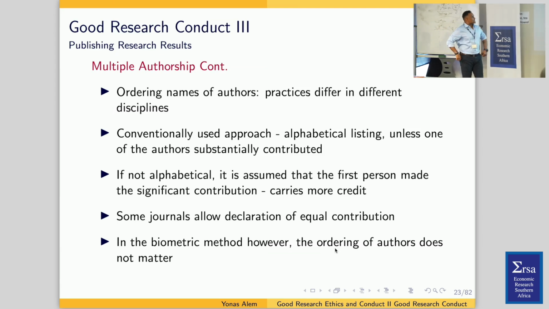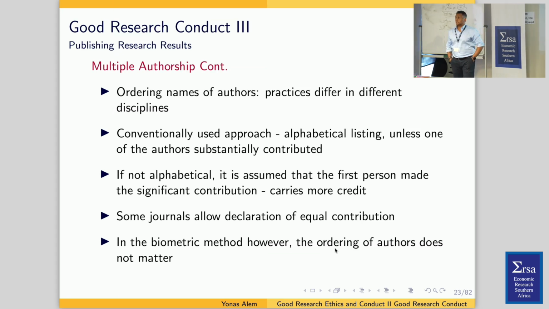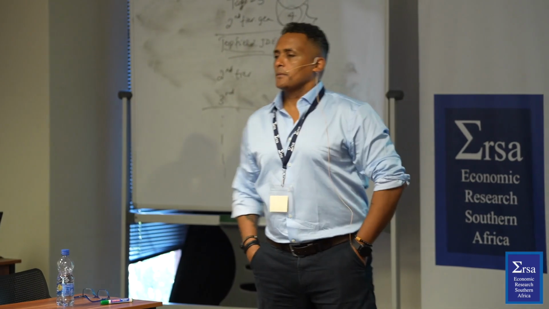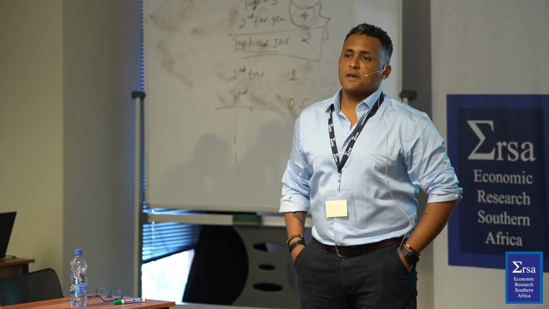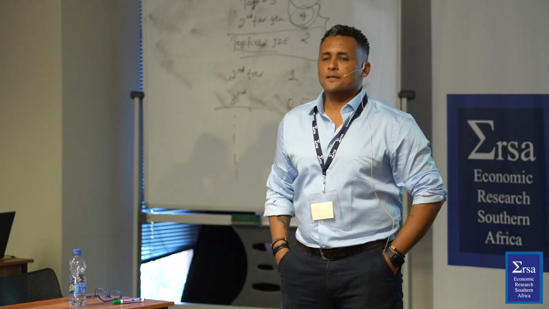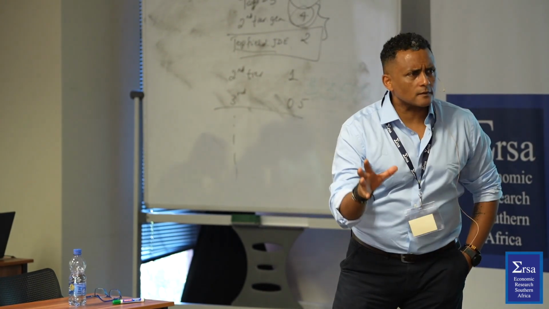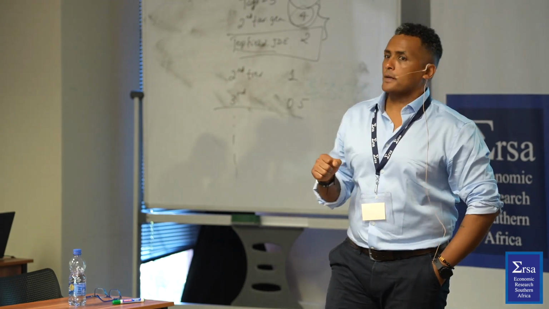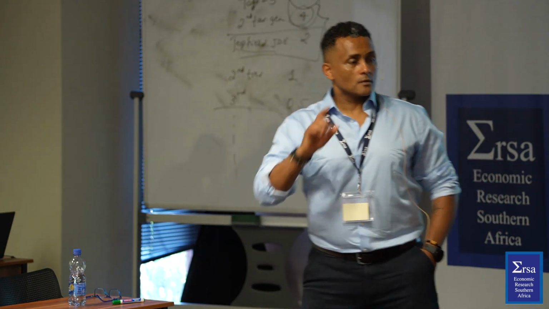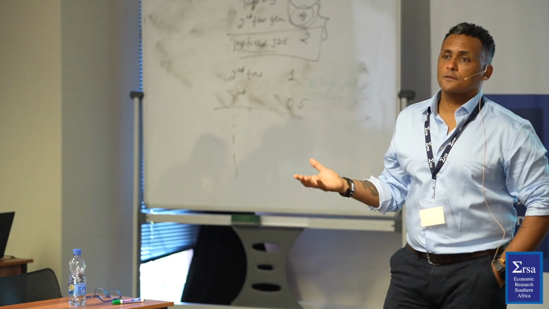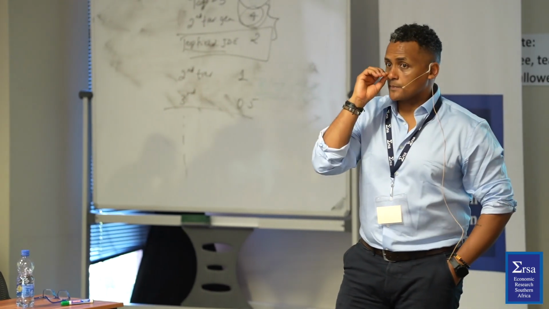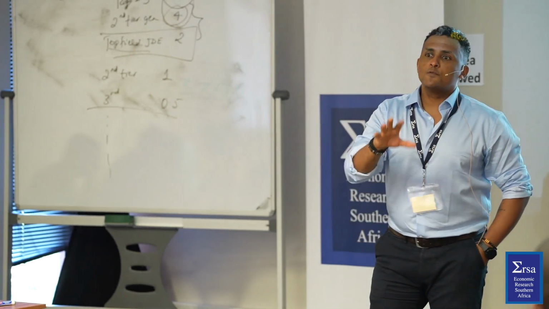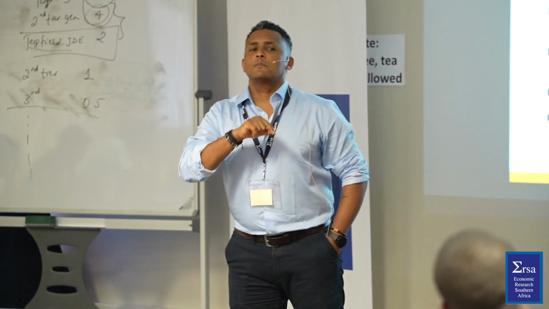So the conventional approach is alphabetical listing unless one of the authors substantially contributed. If not alphabetical, it's assumed that the first person made a significant contribution and carries more credit. In science, that's how it is. In economics, that's not how it is. In many sciences, like medicine, where they involve chemistry, where there's a lot of lab work, there are lab assistants running the lab, the person who brought the money. Sometimes there are 10 co-authors. The first person usually is the person who did most of the work. That's one tradition. But in economics, usually it's alphabetical, or if you contributed more, your name should come first.